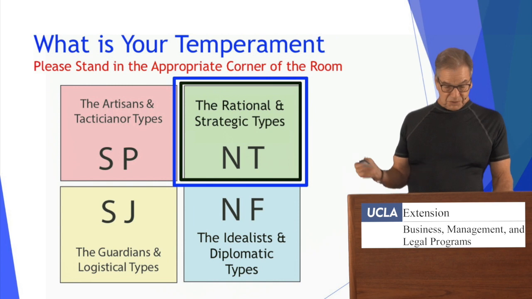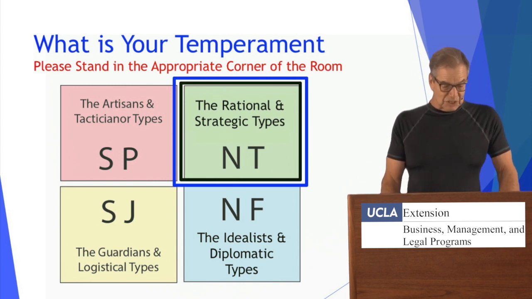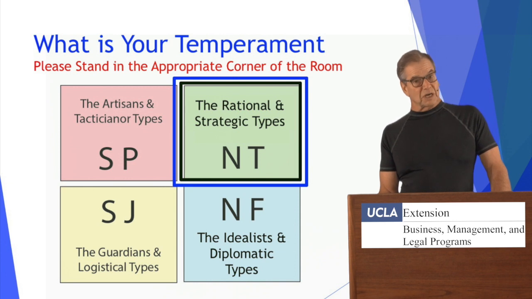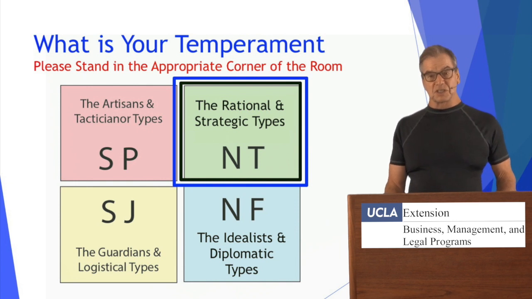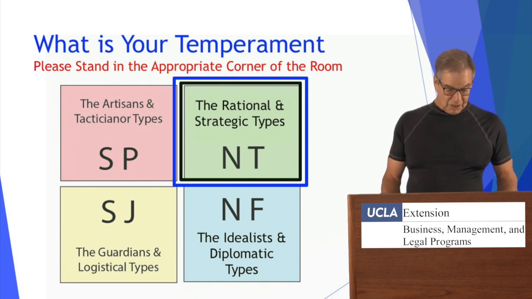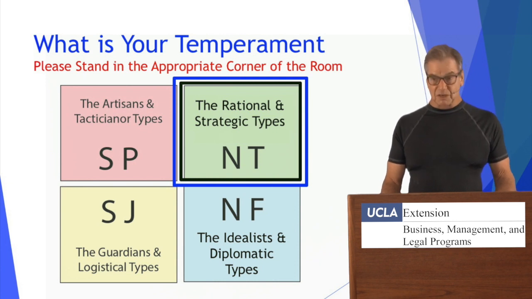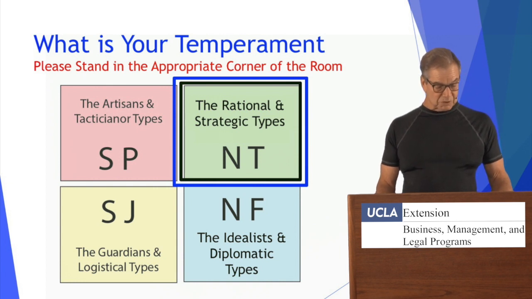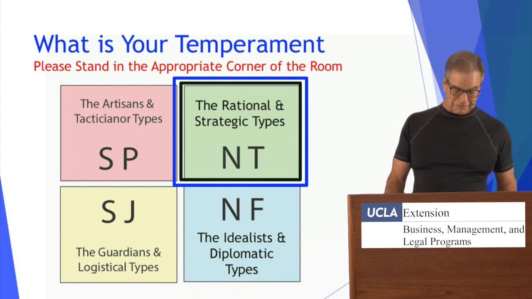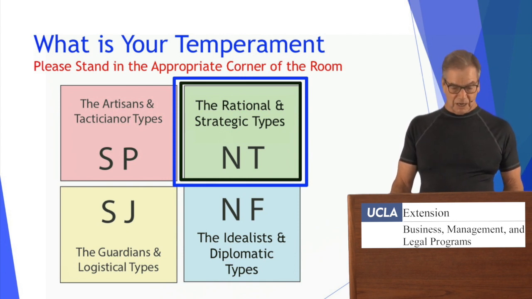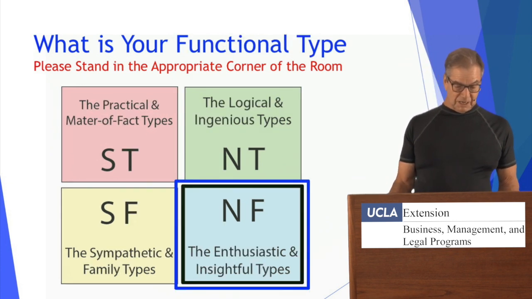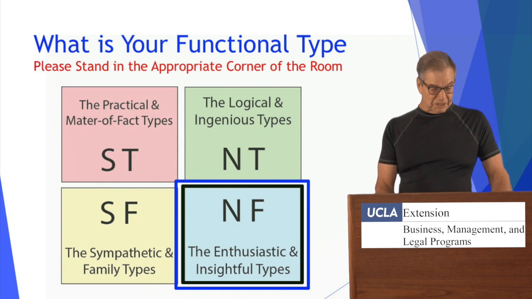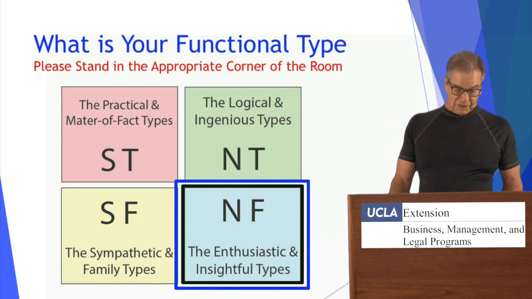The next group here is the NTs, and the NTs, the intuitive thinking people, are all about strategy. Only 5% of the population are NTs, but 90% of Fortune 500 CEOs are intuitive thinking people. So they're very ingenious. They love solving complex problems, and the animal that represents them, I don't think I mentioned the last time, is an owl, because an owl represents wisdom, and owls like to hunt alone. And then next, and last but not least, is the intuitive feeling person, the enthusiastic, insightful types.